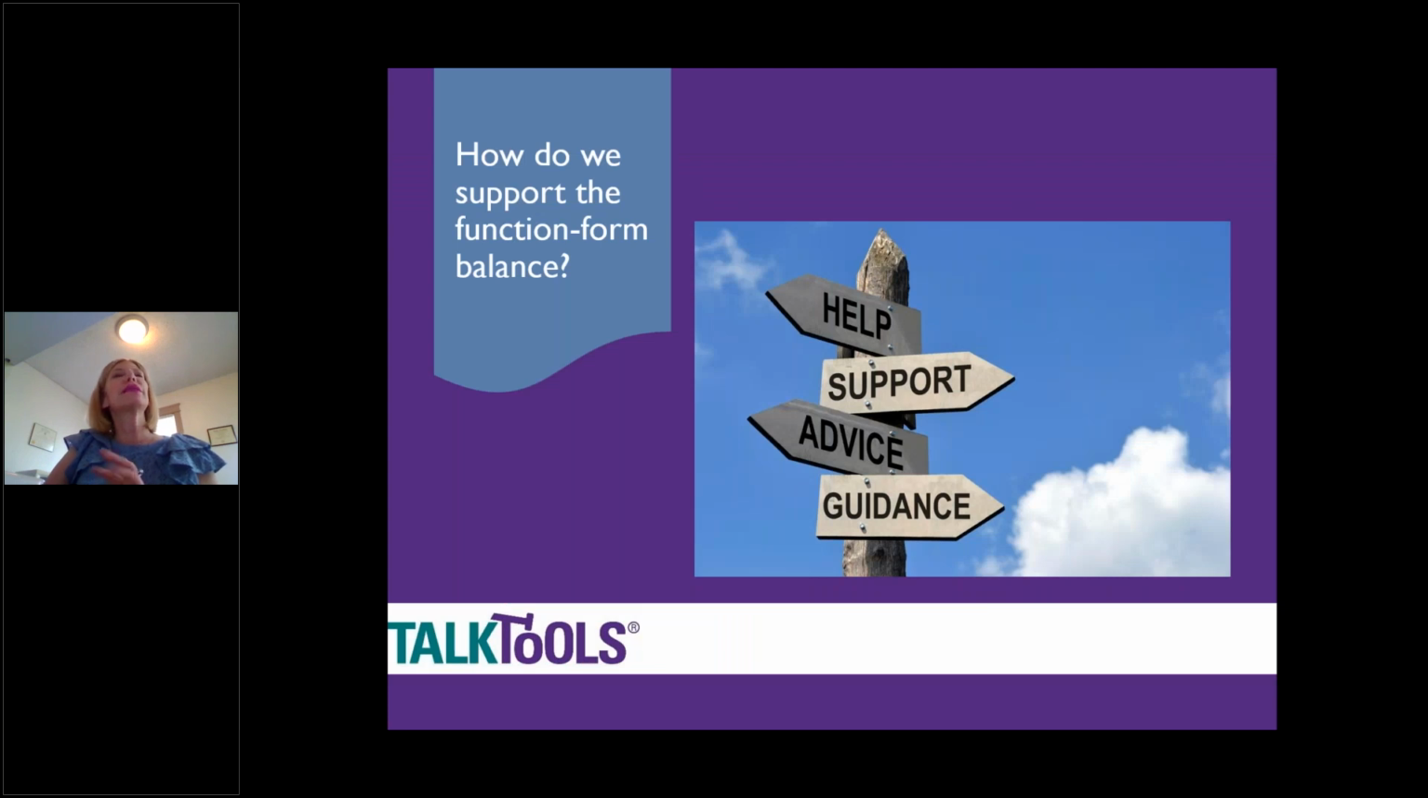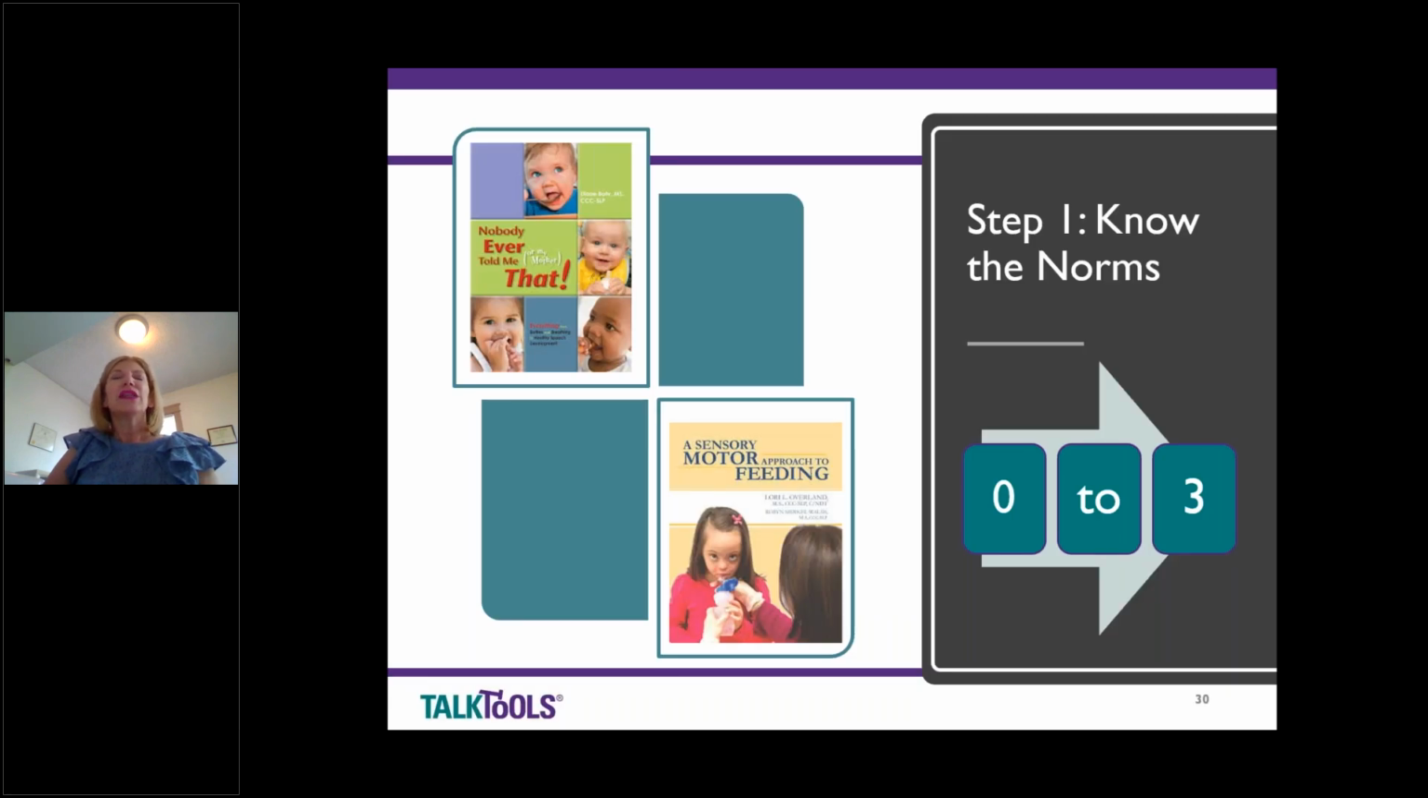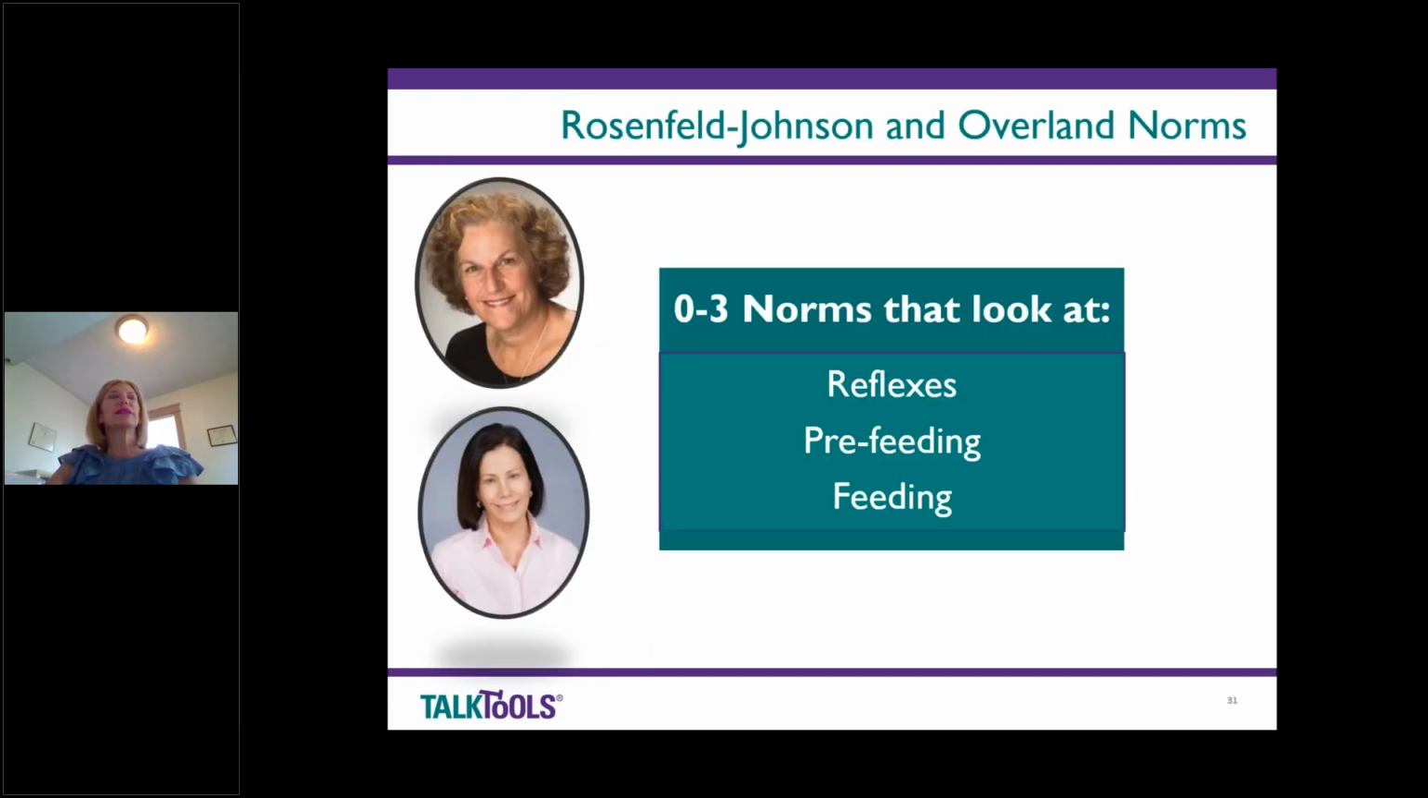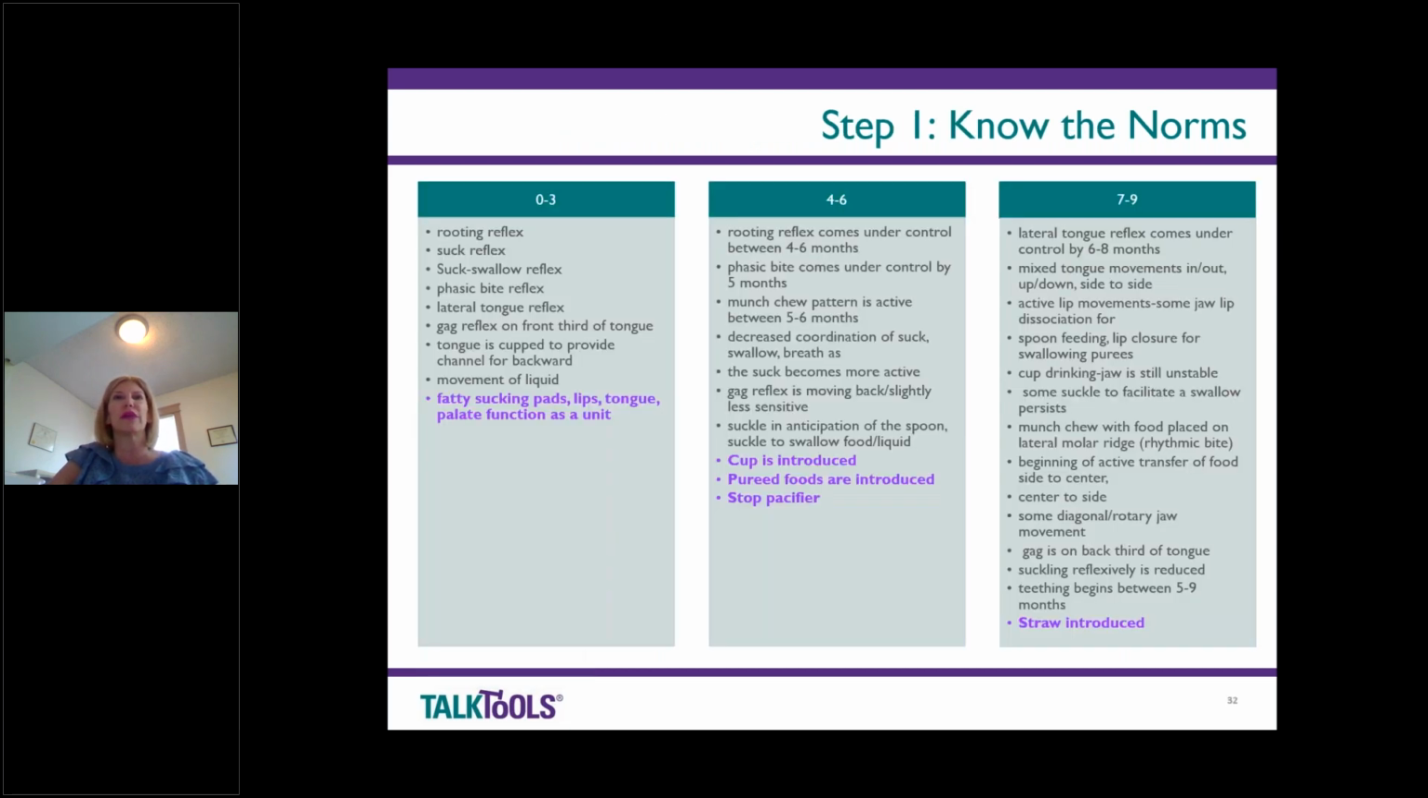So how do we support that function-form balance? Through help, support, advice, and guidance. The first step in that is, one, knowing the norms, 0 to 3. At 0 to 3, we look at reflexes, pre-feeding skills, and feeding skills. And this was developed by, as I mentioned before, Sarah Rosenfeld-Johnson and Lori Overland.